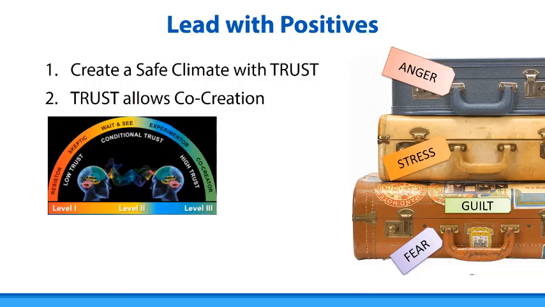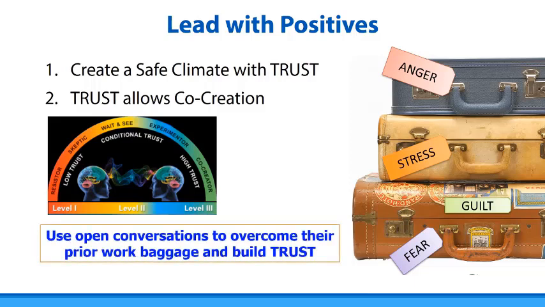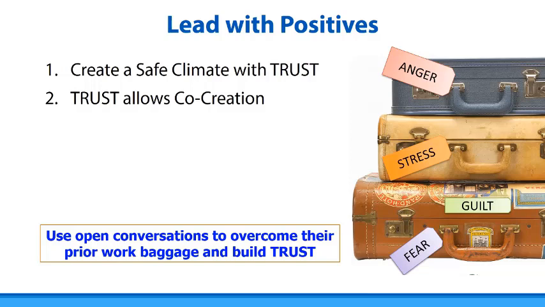Trust allows co-creation. Remember, that's level 3. That's the highest level. That's our goal. People will work better. They will work more. And they will enjoy their jobs more if there's trust in the environment. Use open conversations to overcome their prior work baggage and build trust. So let's look at the trust model.